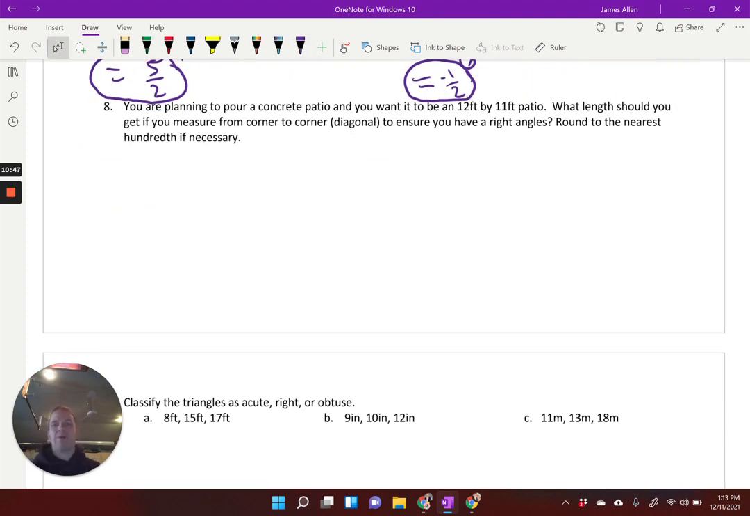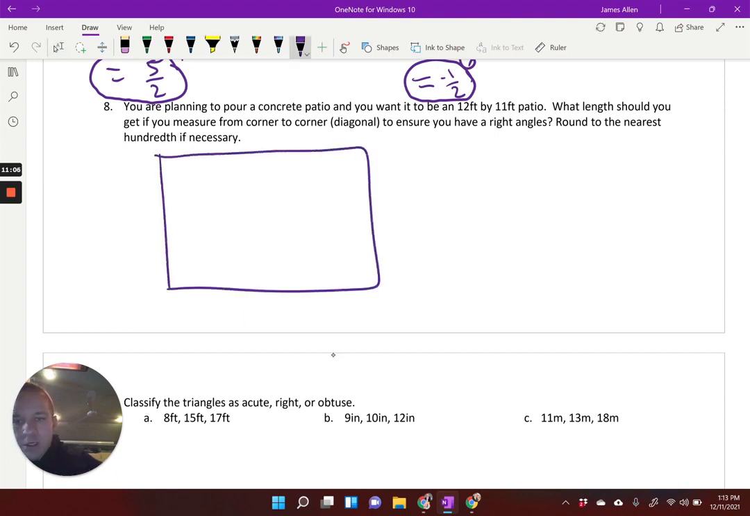You're planning to pour a concrete patio, and you want it to be a 12 by 11-foot patio. I changed the dimensions and did not change my grammar. Okay. What length should you get if you measure it from corner to corner diagonally to ensure that you have right angles? Round to the nearest tenth if necessary. So I draw this up. 12 foot by 11 foot. What am I going to get if I measure there? I'll call that x, right angle. That's what I want, right?